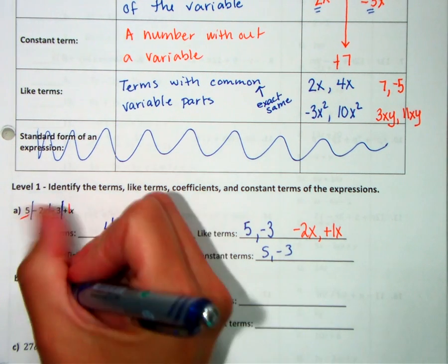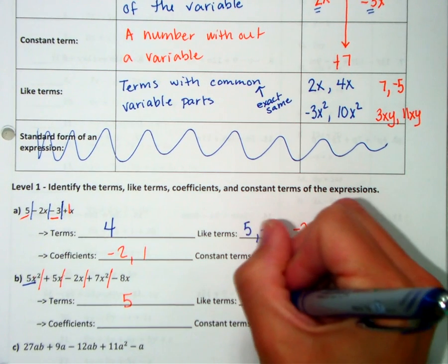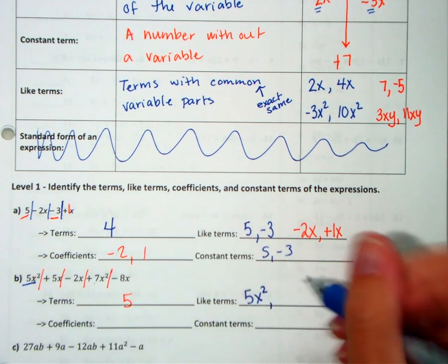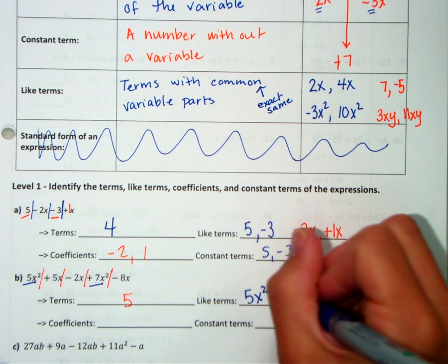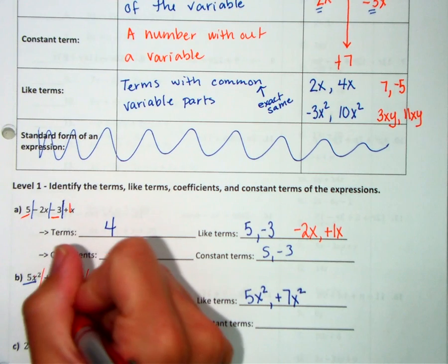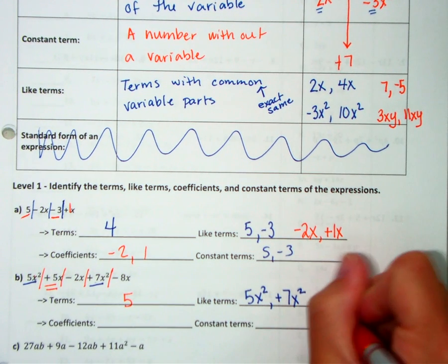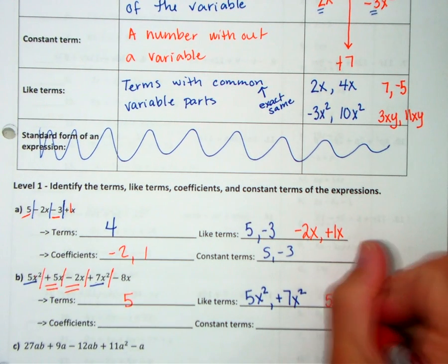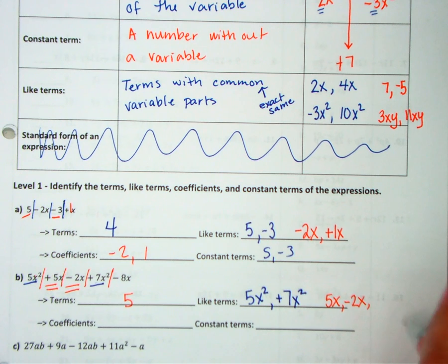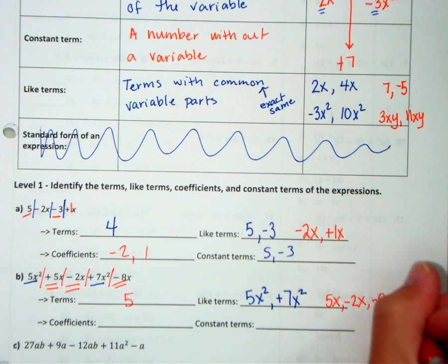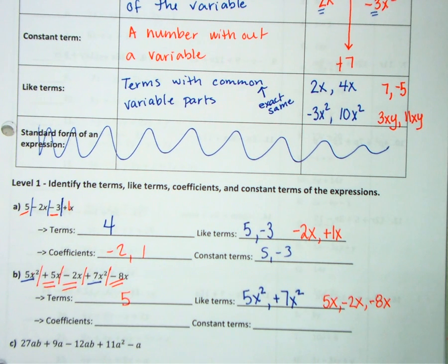Just start with the first one, a 5x squared. Is there any other x squared? Yes, I have a positive 7x squared, so those go together. Give me another one. Let's go to the next one, 5x. Are there any other x's? Negative 2x. But wait a minute, there's another x. That can also be with the 5x and the negative 2x. It doesn't have to be just 2 like terms or 1 like term. It can be as many like terms as there are.